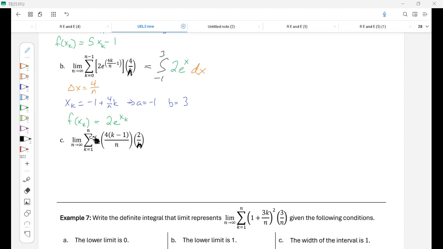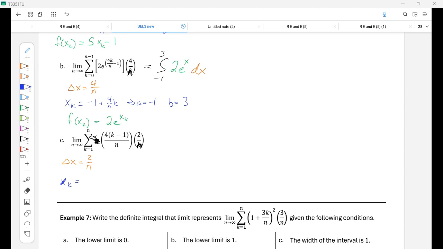Okay. So this one's a little bit of a trickier example. One piece of it is, let's start with the delta x. Yep. Can we get the xk the way we want it? A plus delta x times k? The problem would be, though, that the -1 would still be over the n.